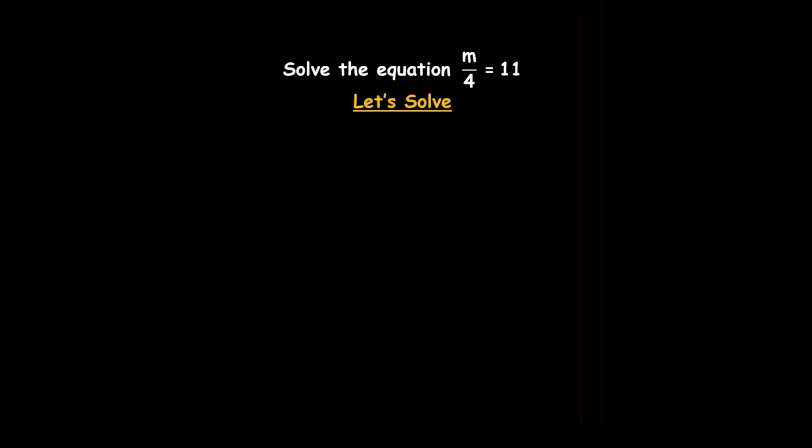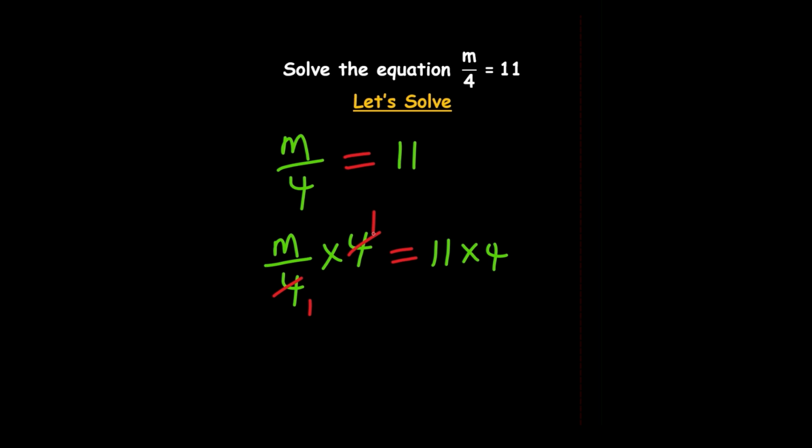Let's solve the equation. M divided by 4 equals 11. To eliminate the denominator, multiply both sides by 4. M divided by 4 times 4 is equal to 11 times 4. This gives M equals 44. So the value of M is 44.